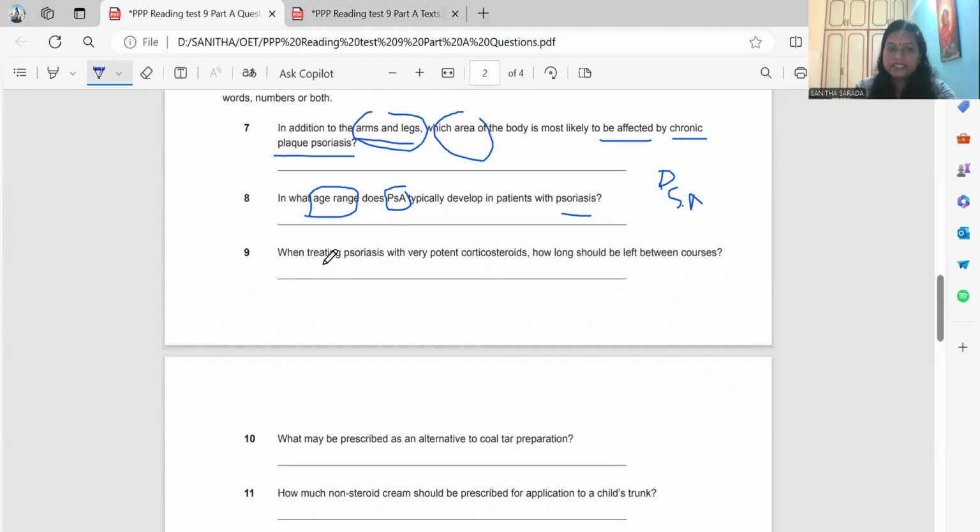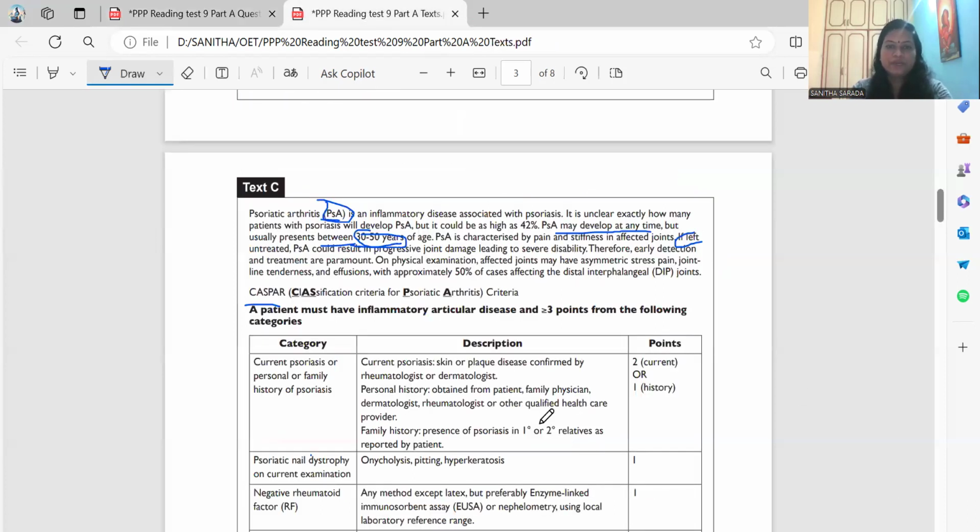When treating psoriasis with very potent corticosteroids, this is another noun. You have to underline potent corticosteroids. How long should be left between courses? When treating psoriasis with very potent corticosteroids, how long should be left? "How long" is another keyword. That is the question: how long should be left between the courses? So the keywords are psoriasis and potent corticosteroids.